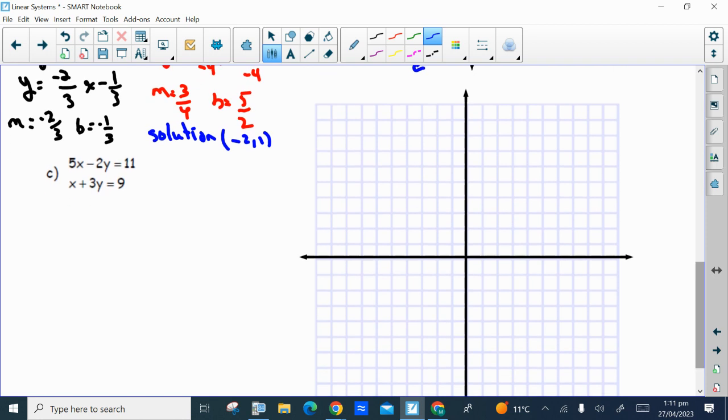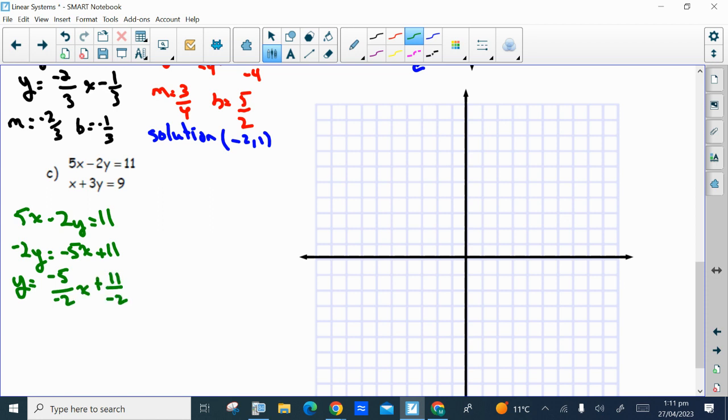All right, so we need to do the same thing for question C. Both equations need to be put in slope-intercept form. So for the first equation, I would subtract the 5x from both sides. It'll become a negative 5x on the other side. And then divide everything by negative 2. So I'll have negative 5 over negative 2 x plus 11 over negative 2.